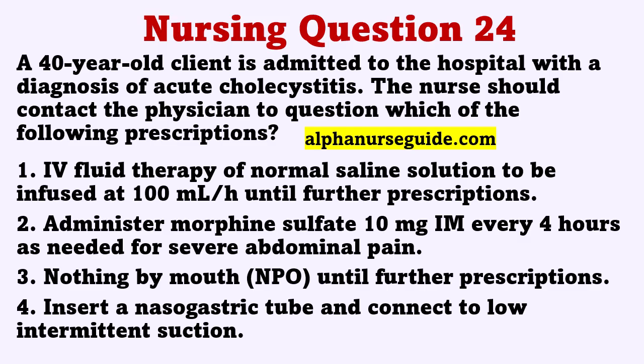The correct answer is 2. Administer morphine sulfate 10 mg IM every 4 hours as needed for severe abdominal pain. A nurse should question the prescription for morphine sulfate because it is believed to cause biliary spasm. Thus, the preferred opioid analgesic to treat cholecystitis is meperidine. Elderly clients should not be given meperidine because of the risk of acute confusion and seizures in this population. An alternative pain medication will be necessary.